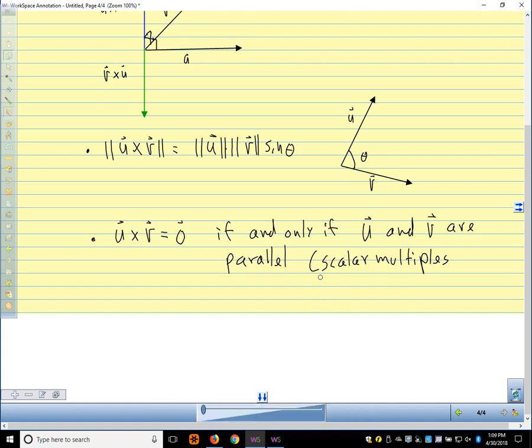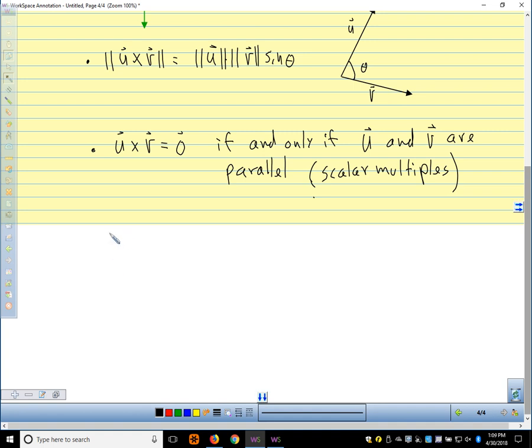So the cross product being 0 gives us a way to decide or know the vectors are parallel. The dot product being 0 gives us a way to decide or know if two vectors are, what does dot product equals 0 tell us? They're orthogonal. So the cross product being 0 has to do with parallel vectors. The dot product being 0 has to do with orthogonal vectors.